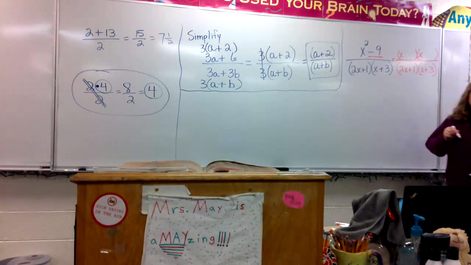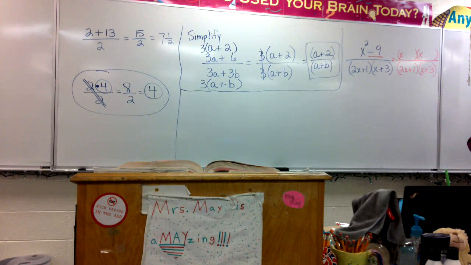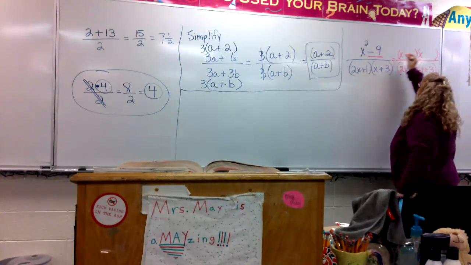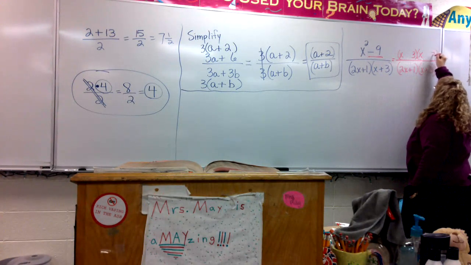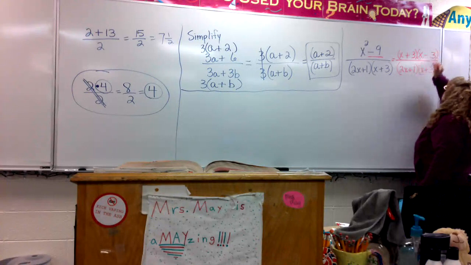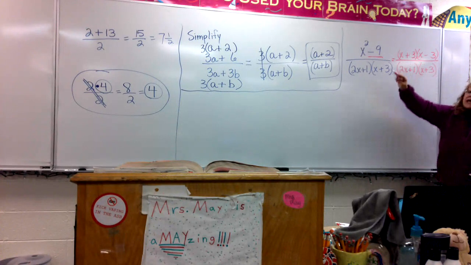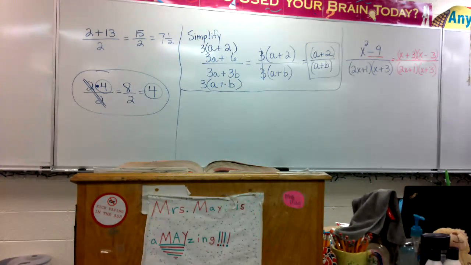What about that 9? If there's no middle term, it's got to be the 3 and 3. And how do you get a negative? What times what is negative? One of each. Positive times negative gives us negative. Now do you see?